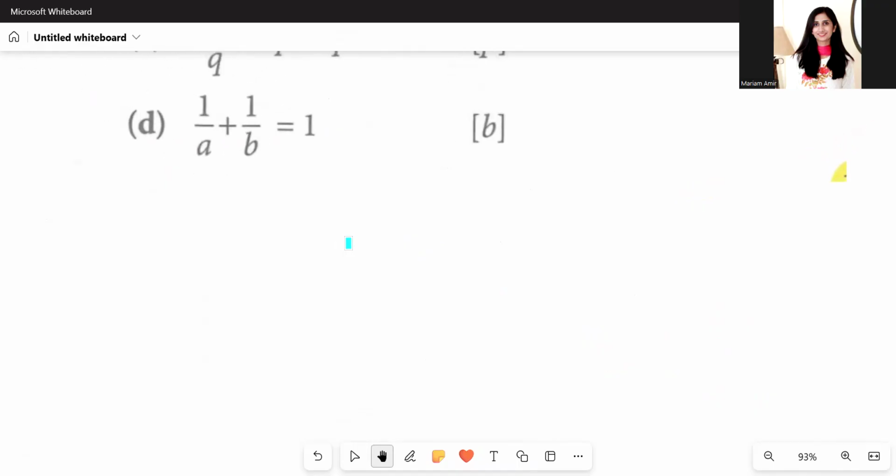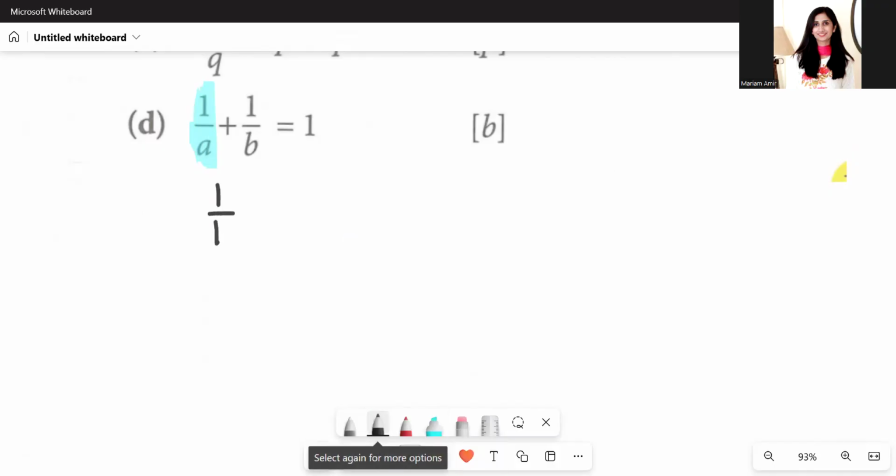We need to get B alone. What can we do? We have a couple of options here. What can be done? Yes, that is absolutely correct. You could start by taking all of this to the other side. 1 over a can go to the other side. What will it become when it goes to the other side? Minus 1 over a. Right now it's plus 1 over a. When the entire fraction goes to the other side, you get minus 1 over a.